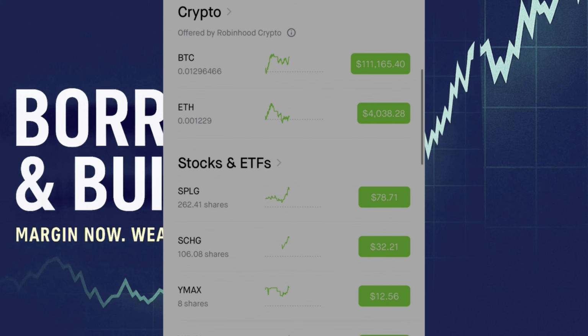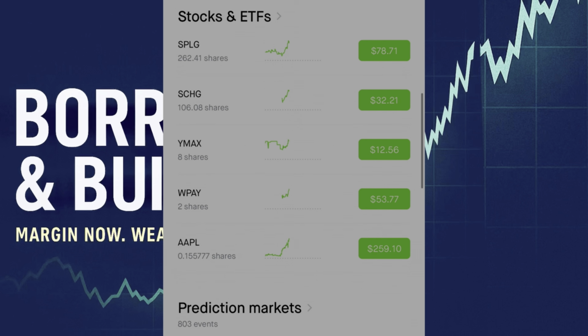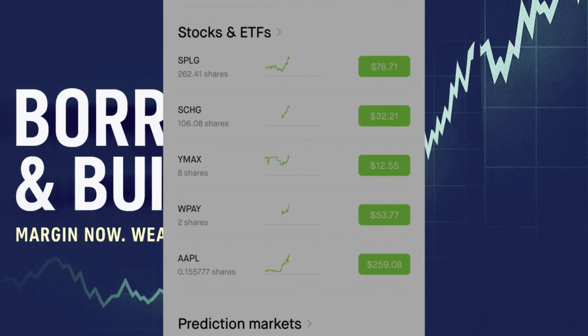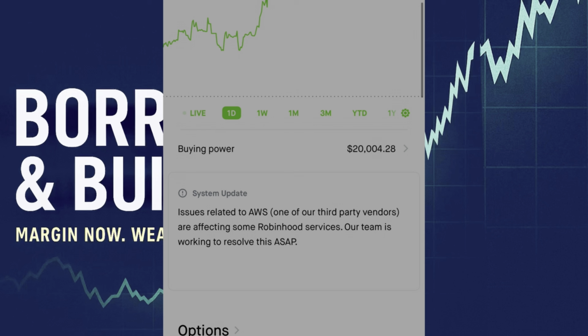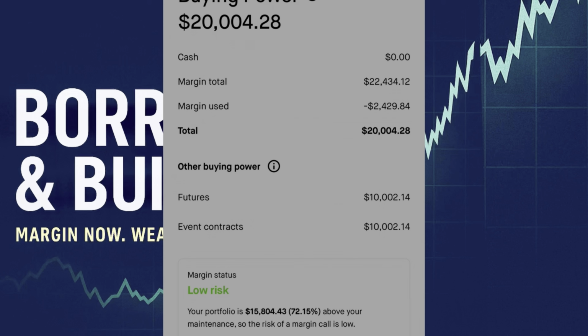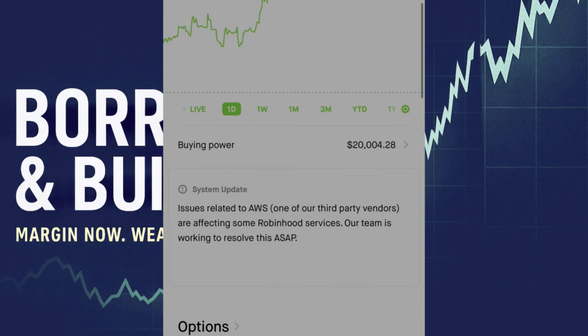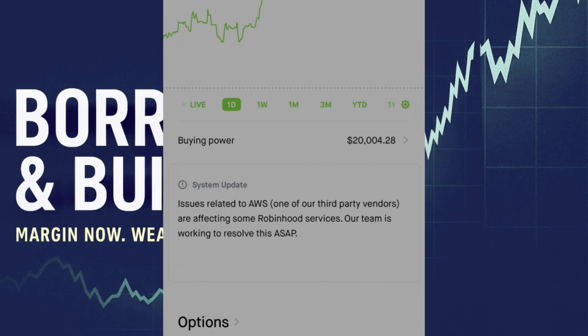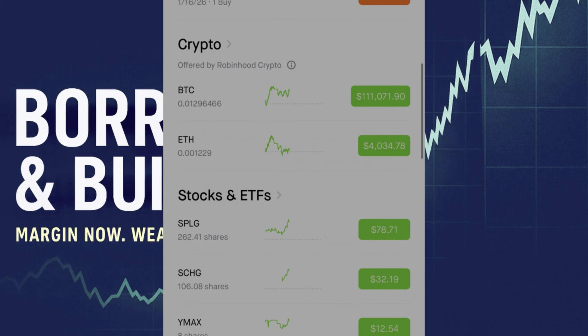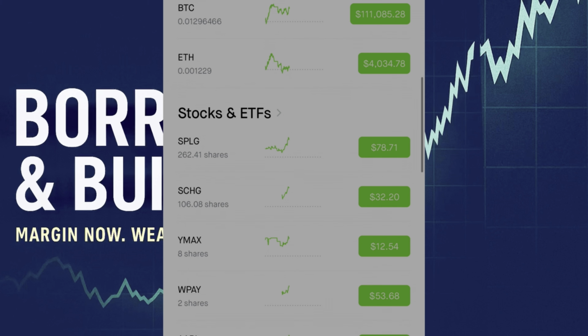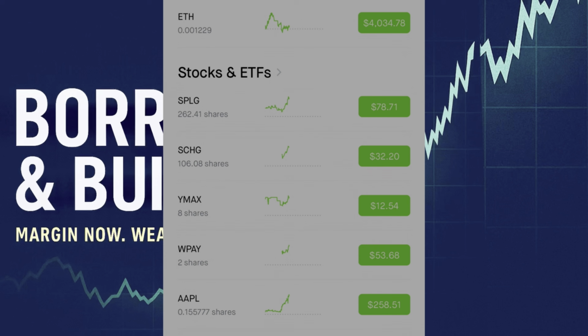So I buy assets when I deposit my paycheck, such as SPOG, SHG, YMAX, WPay, and I have some Apple fractional shares. So what I do is that I invest most of my money, I buy assets, and then I turn around and I use margin to pay for things as my phone bills, my rent, my car insurance, things that I buy from Amazon, and groceries, and whatever life throws at me.